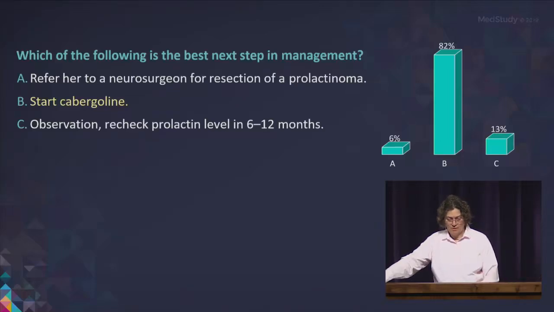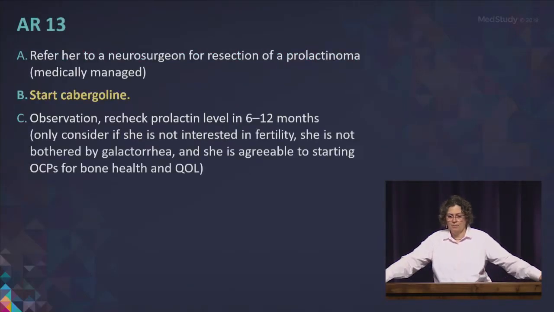B. B is the correct answer. We want to start dopamine agonist therapy. So prolactinomas is what she has. It's medically managed, exquisitely sensitive to dopamine agonist therapy.